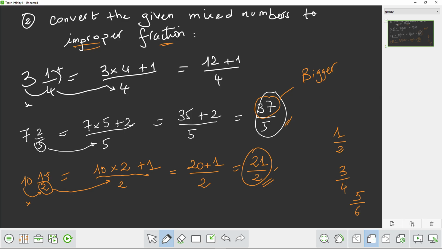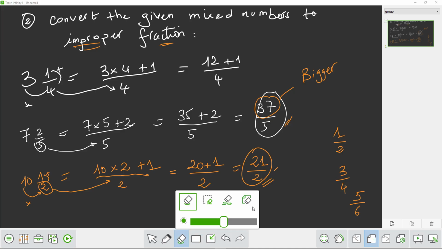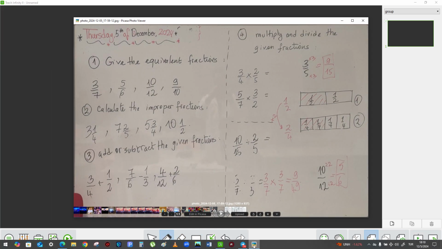Alright? Let's go to the other question. Now you're going to add and subtract fractions. The first one, 3 over 4 plus half. Let's say we have 3 over 4 plus half.